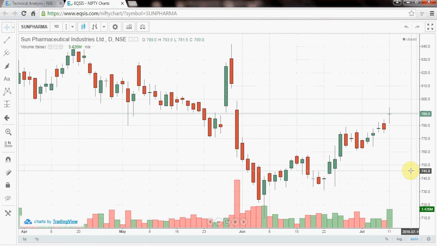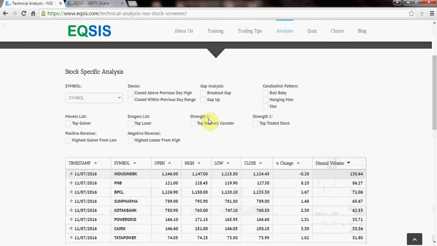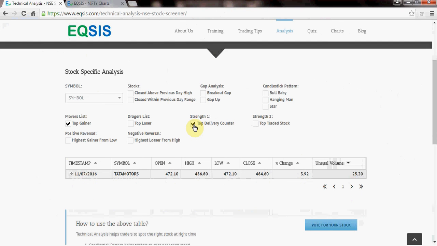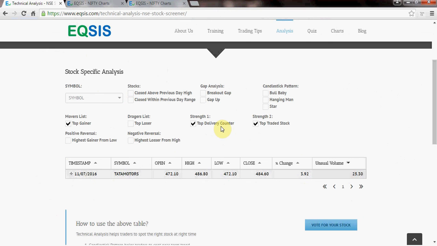But to pick the stock, this table can help you to filter out. Likewise, I'll do multiple filters. I just wanted to know, is there any top gainer that also falls in the top delivery? Yes, there is one stock that gained significantly and it's also heavily traded. Okay, I think Tata Motors is quite positive for me because it is traded by a lot of people, delivery is taken by a lot of people, and it also falls under the top gainer list.